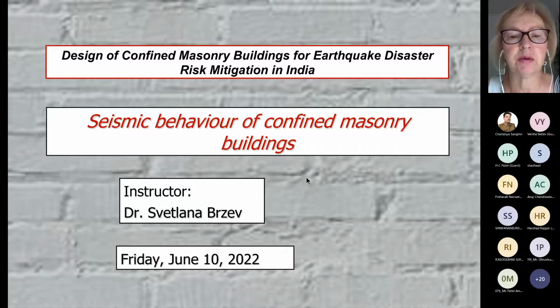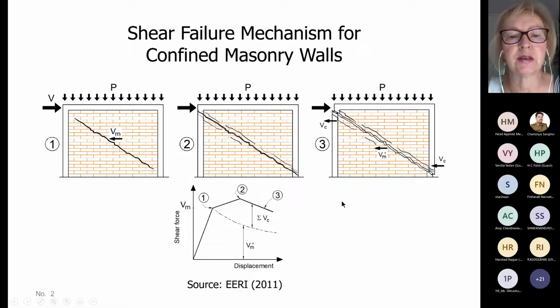When we talk about the seismic behavior of confined masonry buildings, as we discussed, the main type of behavior is shear, because of the nature of the confined masonry, the geometry, and the way confined masonry has been conceived and used from an architectural point of view. The shear behavior is dominant, and mostly these are low-rise buildings. The shear behavior can be characterized by three stages.